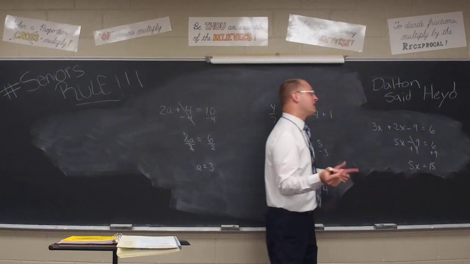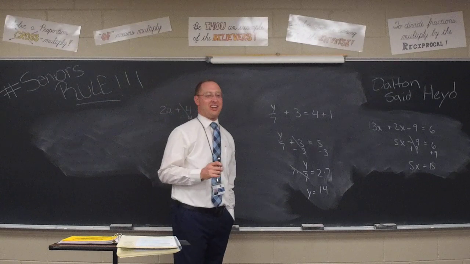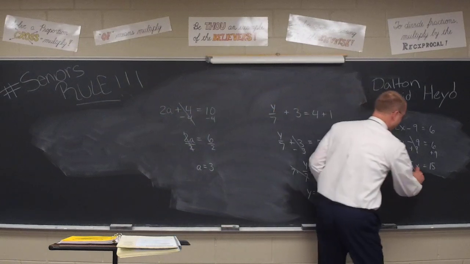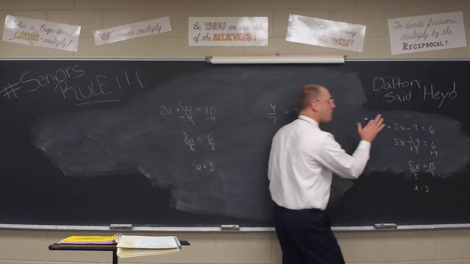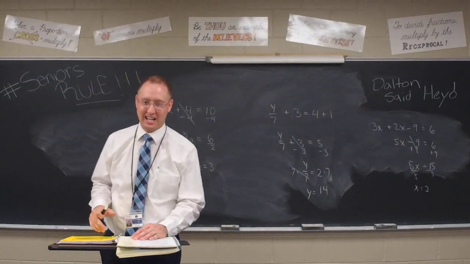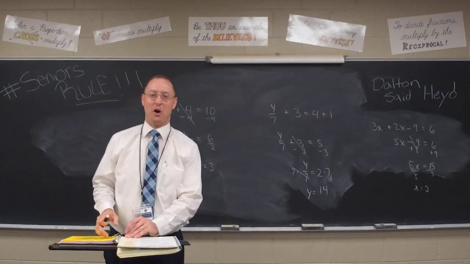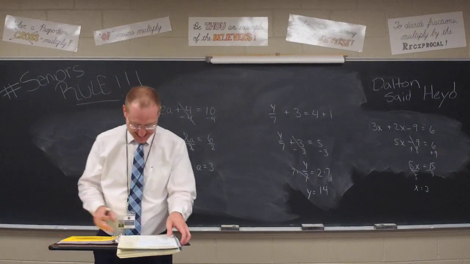And now the stuffed animal's got to go. Bye-bye, Stuffy. How do we get rid of the 5, class? Divide it away on both sides, and that's going to give us x equals 3. Do we see how to solve equations like these?